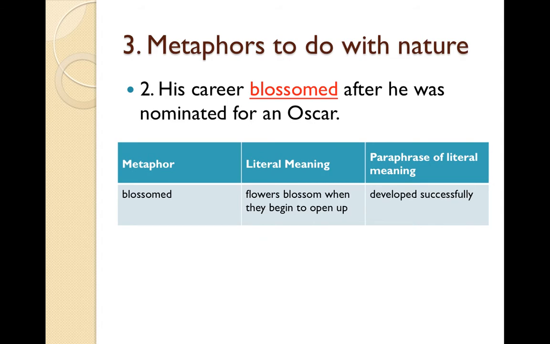And the second example of metaphor to do with nature is: his career blossoms after he was nominated for an Oscar. So blossom here is also a metaphor. It doesn't mean the flower blossom, right? So in the literal meaning, when we use the word blossom, we refer to flowers, right? The flower blossoms when they begin to open up, right? In Khmer Pkari. And the metaphorical meaning, you can say, develops successfully. So his career develops successfully. So this is the meaning of blossom here.